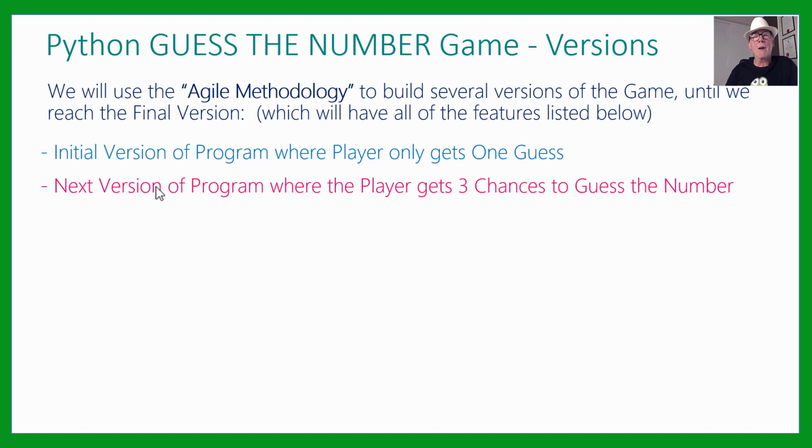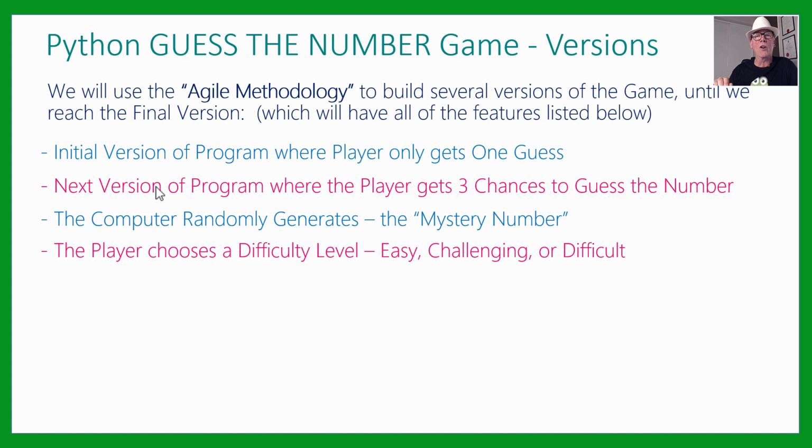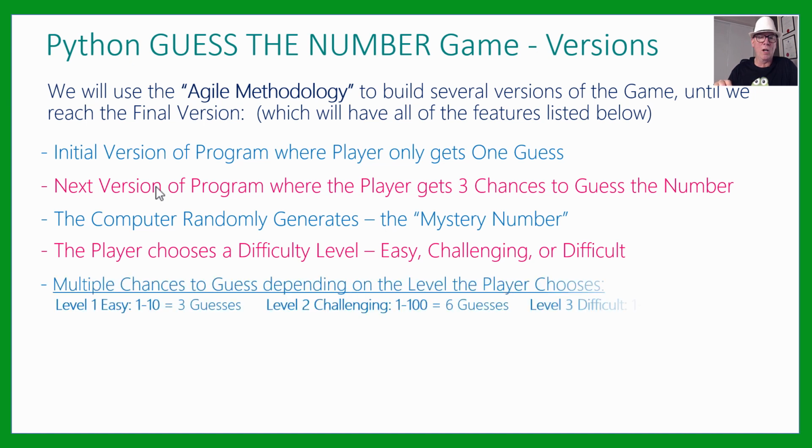The next version of the program, they're gonna get 3 guesses. They get 3 chances to guess what the mystery number is. It's still just gonna be hard-coded as mystery number equals 7. Then we're gonna have the computer randomly generate. So if you've done our previous lessons, you know about random numbers, and that'll come quickly to you. If you haven't, it doesn't matter, we'll show you in this lesson anyway. Then we're going to move on to where the player can choose a difficulty level, easy, challenging, or difficult.